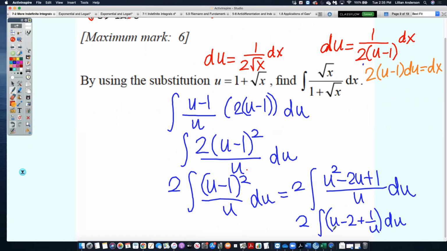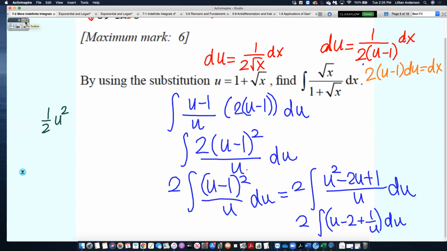And so now I can actually take the antiderivative, because it's in its simplest form, right? What's the antiderivative of u? 1/2 u squared. What about the antiderivative of negative 2? Negative 2u. I'm going to use u for right now, then we'll plug it in afterwards. And what about the antiderivative of 1 over u? Don't forget that absolute value bar. All of this needs to get multiplied by 2 because that constant was pulled out.